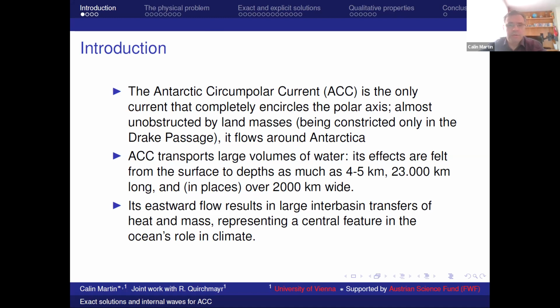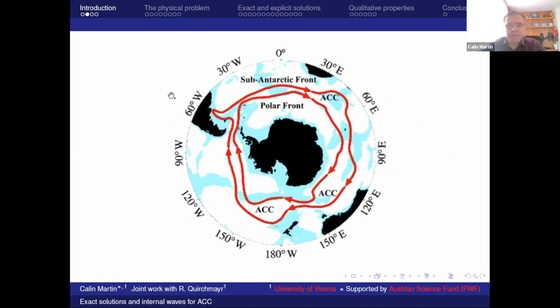This flow is an eastward flowing jet, and this results in large interbasin transfers of heat and mass. And this is an aspect that is of central importance in the ocean's role in climate. So this is a picture of ACC showing the two main fronts, the subantarctic front and the polar front, ACC being in the region in between. So here in black is Antarctica.